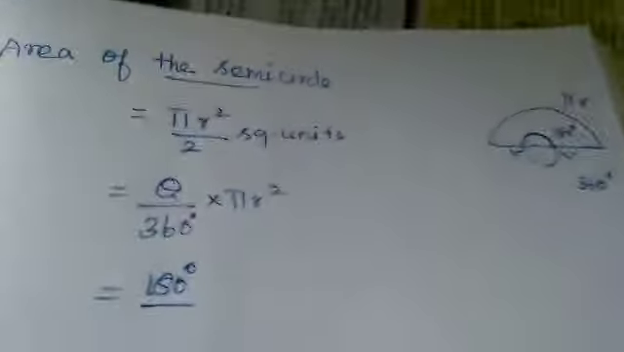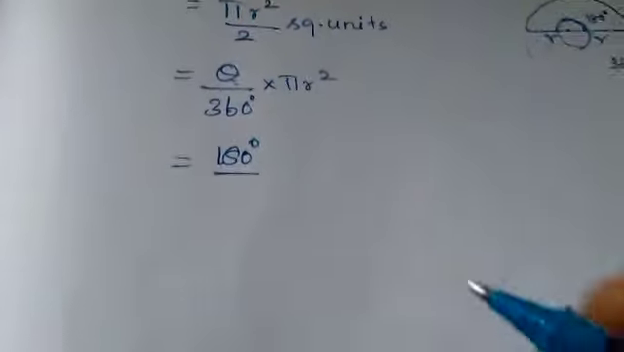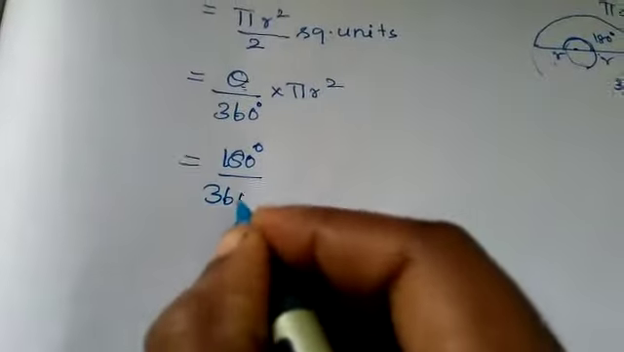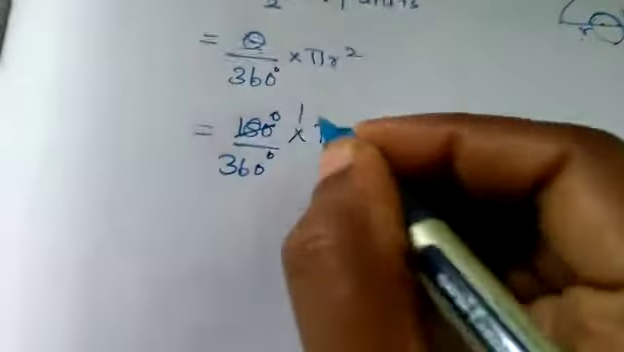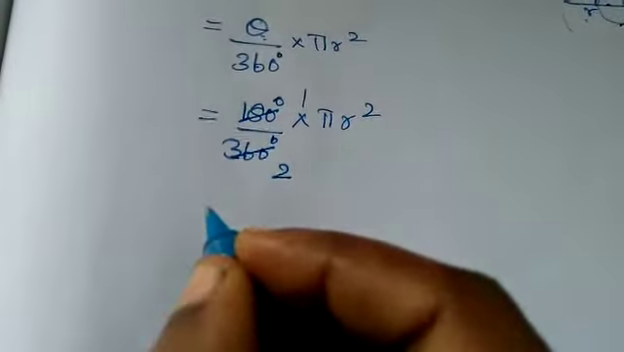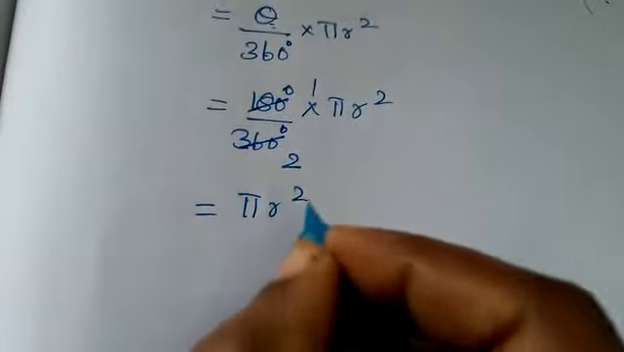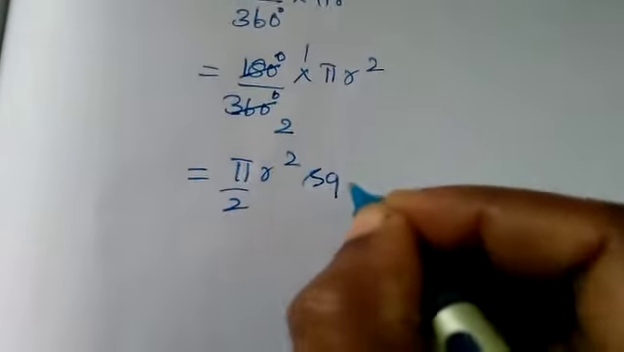Substitute here 180 degree by 360 degree into pi r square. Now 180 is half of 360. So it is the same: pi r square by 2 square units.